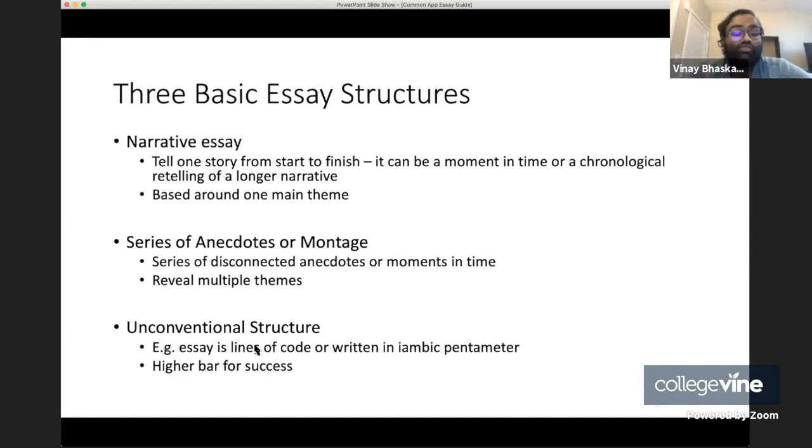And then unconventional structures, right? This is where your essay transcends the notion of an essay itself, right? So say you write your essay in lines of code or in iambic pentameter. The unique thing about the essay is not so much the structure itself, but the way in which you've written the essay. These are decent options as far as structuring your essay, but I will note that unconventional structures do have a higher bar for success.